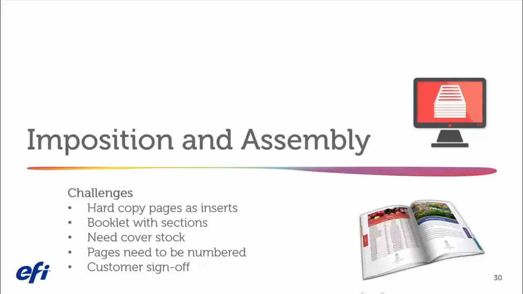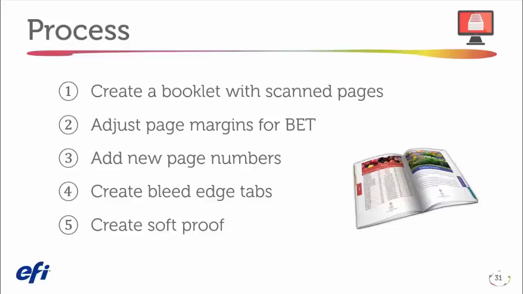Okay, the next challenge is heavy cover stock, and also pages need to be renumbered. And also the customer requested to sign off on the job before we start production. To resolve those challenges, we identified five steps for our pre-press process. One, create a booklet with scanned pages. Two, adjust page margins to accommodate the bleed edge tab creation. Three, add new page numbers. Four, create bleed edge tabs. And five, create a soft proof.